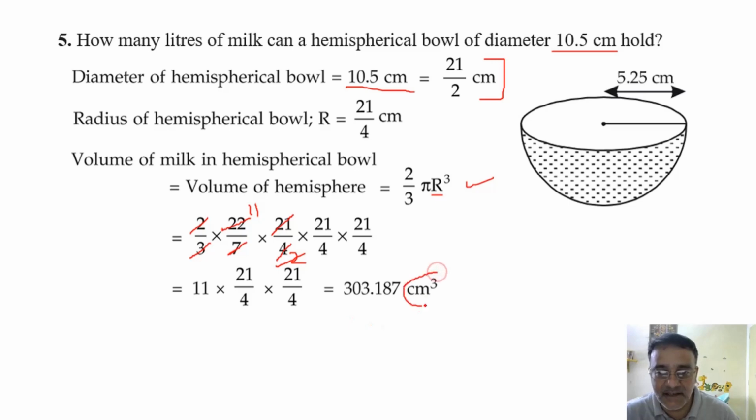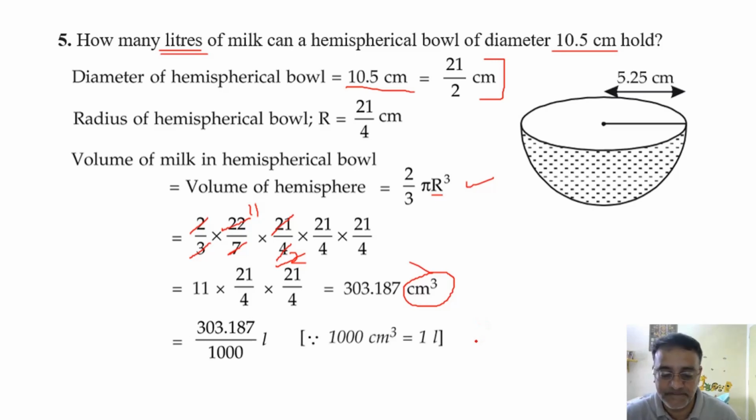Again, this is in centimeter cube, but we have to write the answer in liter. So how will you convert? By 1000. Very good. Why? Because 1 liter is equal to 1000 centimeter cube.